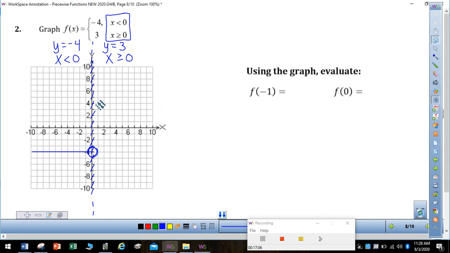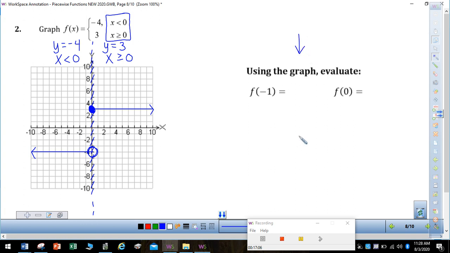And then on the other side, we're going to have y values at 3. So let's draw that flat horizontal line through y equals 3. And we'll go ahead and draw the big closed circle right there. So that's it. We could put some arrows on the ends there to show that it's going to continue to the left and the right.